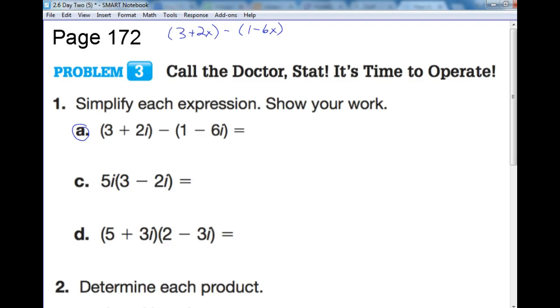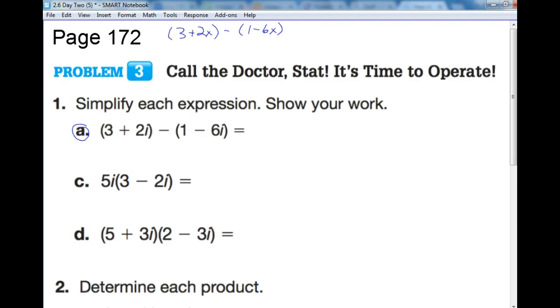Somebody's got it. I need some help. Come on, come on. How do we subtract them? What do you think, Kylie? These up here. You know how to subtract them. How do I subtract the top? 3 plus 2x minus 1 minus 6x.